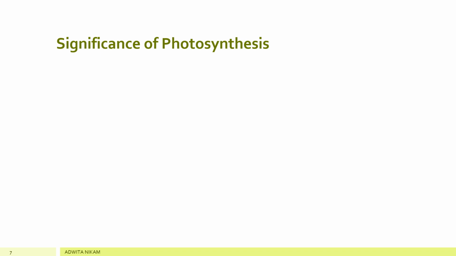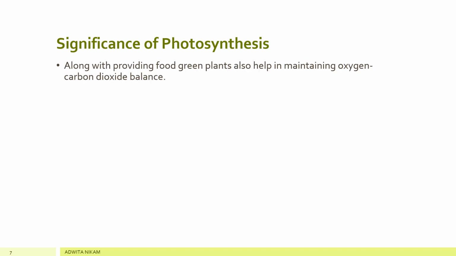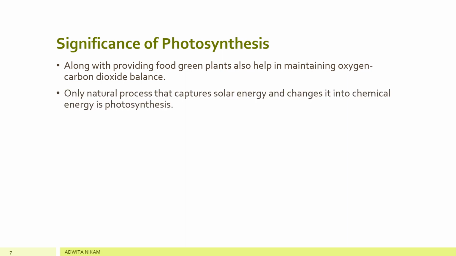Now we will study the significance of photosynthesis. Why is photosynthesis necessary? First, along with providing food, green plants also help in maintaining oxygen and carbon dioxide balance as they take in carbon dioxide and produce oxygen, which is very necessary for any life on earth. It is the only natural process that captures solar energy and converts it into chemical energy, and that is photosynthesis.